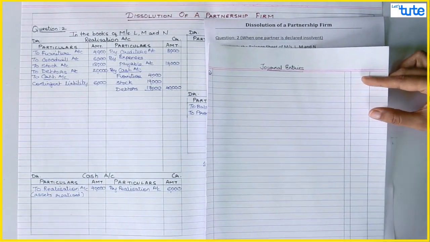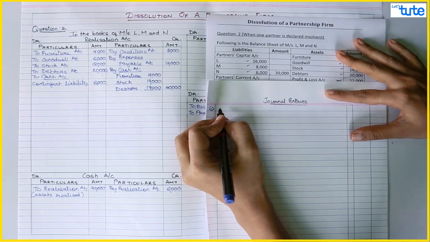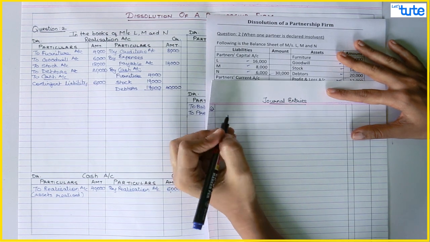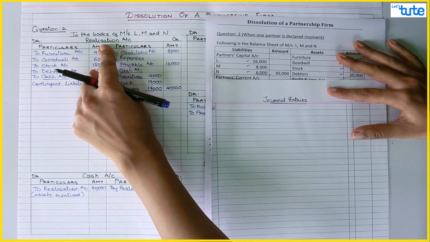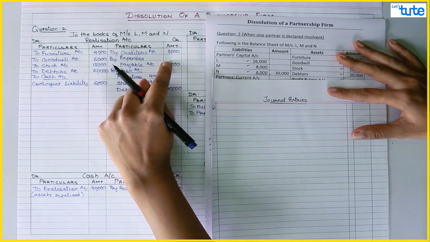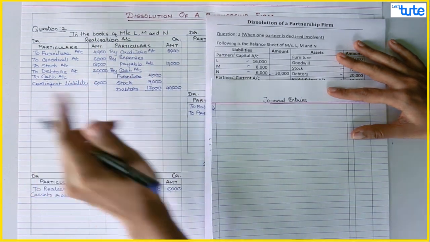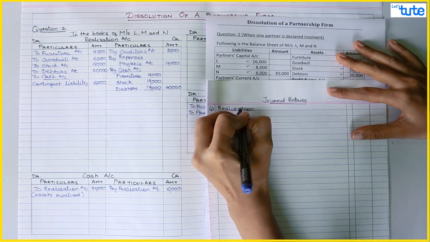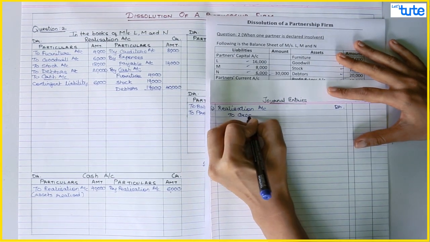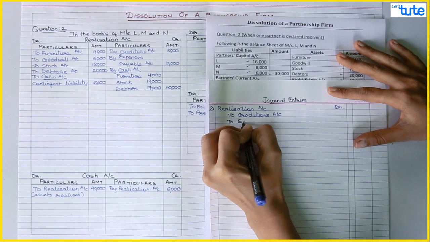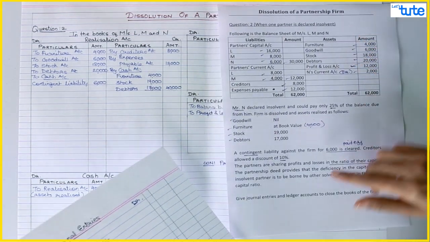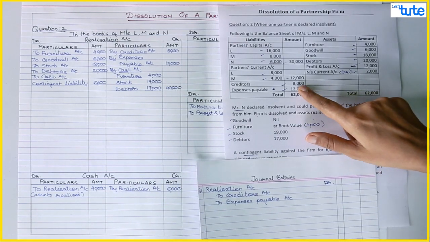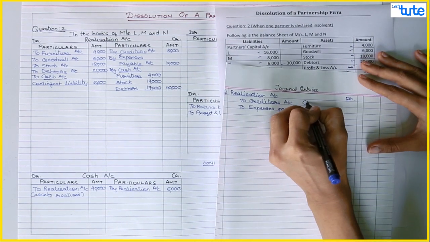Now starting with the next entry. Since we are paying off our liabilities, cash account would be credited. And when your liabilities are transferred to realization, it is credited, so now when you pay off, your realization account would be debited. So we'll say realization account debit to creditors account, to expenses payable account. Creditors are settled at 10% discount. So 8,000 minus 10%.